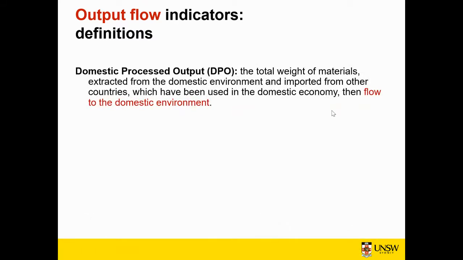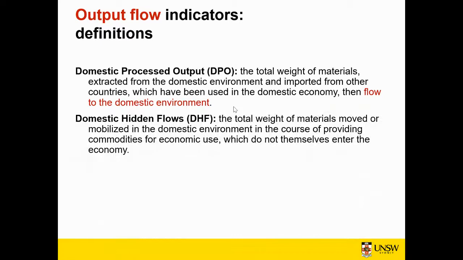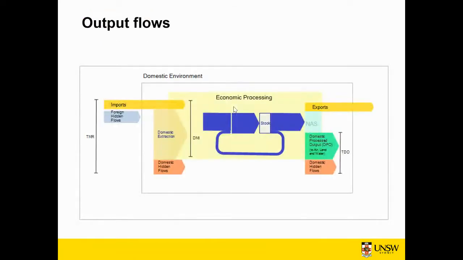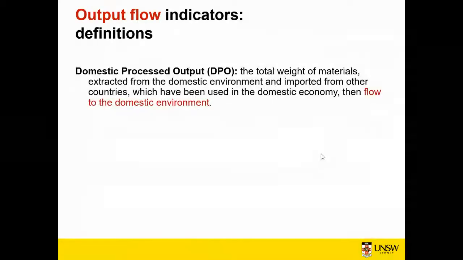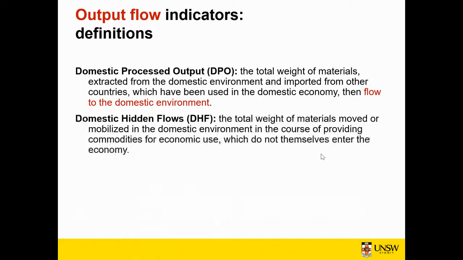Domestic processed output. So this is the total weight of materials extracted from the domestic environment and imported from other countries, which are used in the economy, then flow to the domestic environment, right? So if we come back to this, it is this one. So this is basically the emissions in the country's territory, okay? They come from the economic activity, and these are emissions which happen in the country's territory, all right?